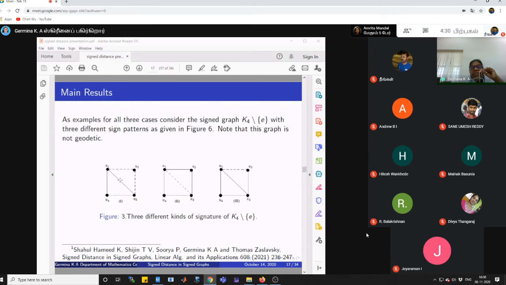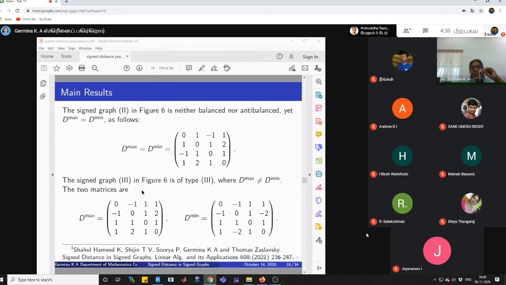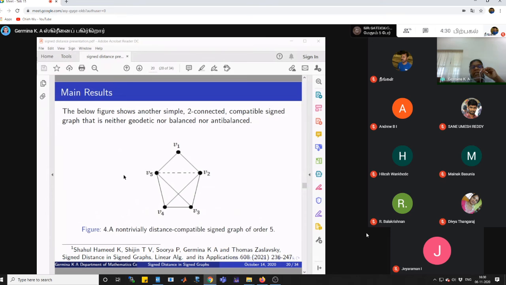Let us look at this. This is the graph. If you compute D max and D min, you can see that they are not the same. D max will be this and D min will be this. Hope these are the three classes. With one example, you can explain all the three classes.